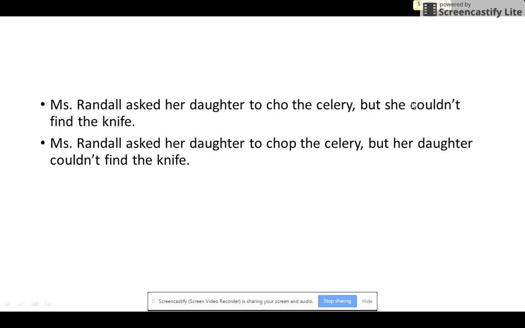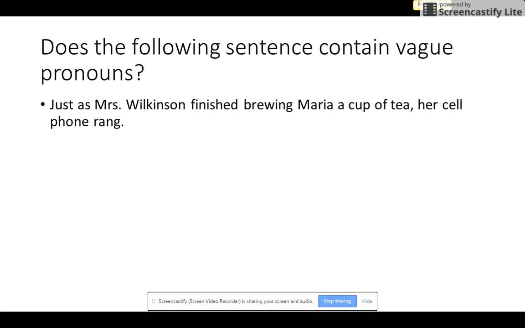Again, our trick is to find the pronoun. We have a couple here. We have her, we have she. We're going to focus on she for this one. So when I ask myself, who is she? Well, in this sentence, I don't know who she is. I don't know if it's the daughter. I don't know if it's Miss Randall. This sentence is unclear. Let's take a look at this sentence. Looking at her daughter, we're asking who is her? Well, her is Miss Randall. So this time, her is clear. So the top one is a vague sentence.